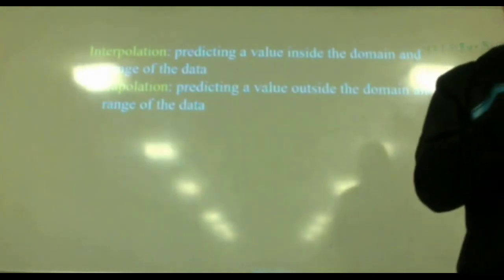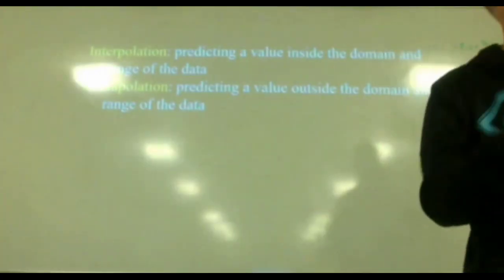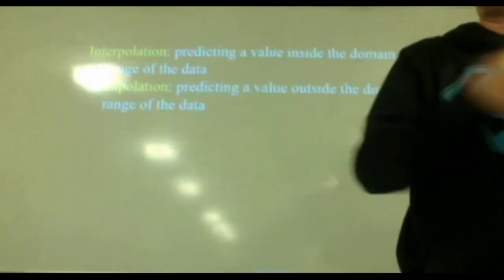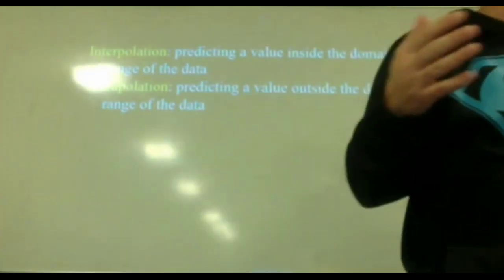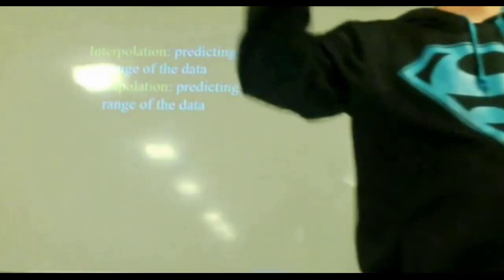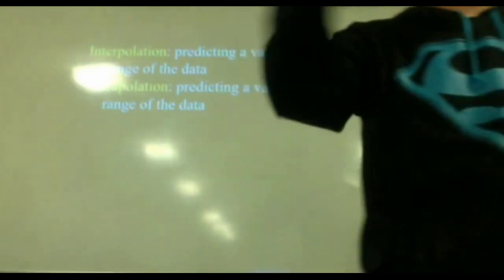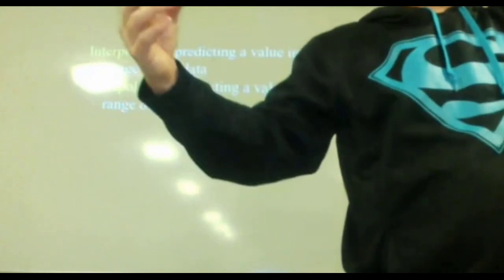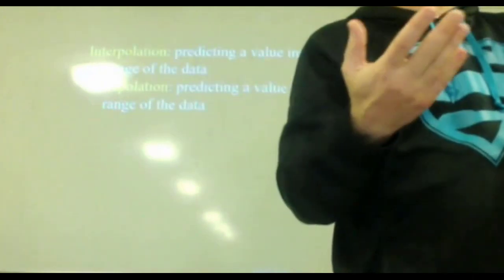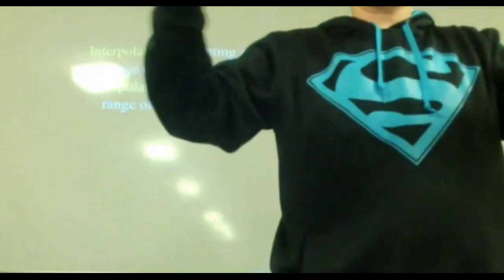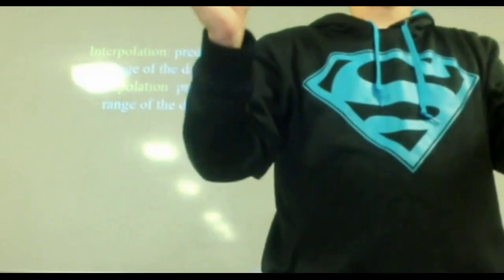For instance, if I gathered data on the population of Monette from 10 years ago, from 5 years ago, and from this year, I have three values, and I could make a line that represented those three values. If I was going to estimate the population of Monette from 2 years ago using that data, that would be interpolation because it's inside of the stuff that I gathered.